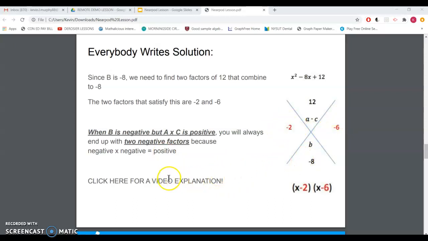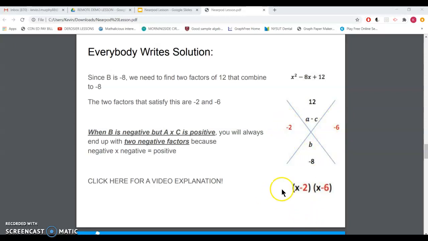So this is kind of like a rule that we can generate. If we know the a and c will be positive numbers, but the b is negative, then you're going to have two negative factors. So our answer here is going to be x minus 2 times x minus 6.